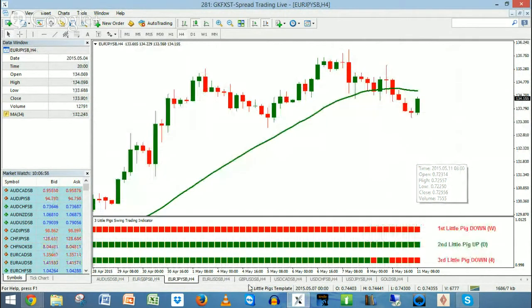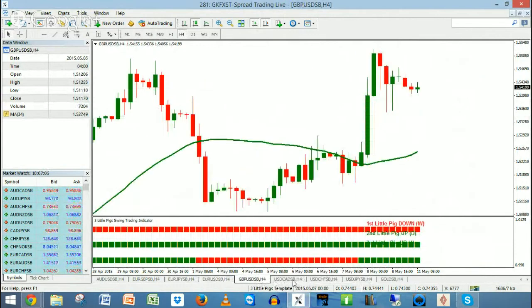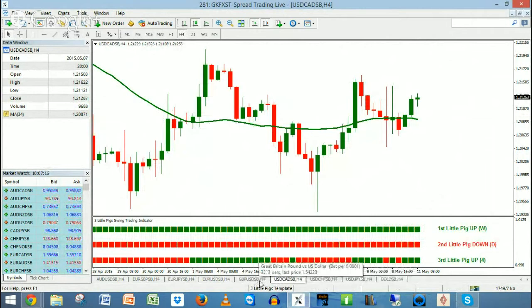Euro JPY, the weekly's down and the daily's up, so nothing there for us. Euro USD is down and up, and cable's the same, down and up, all very similar shapes. USD CAD is up and down. When GBP USD is down and up, it's typical that USD CAD will be up and down.